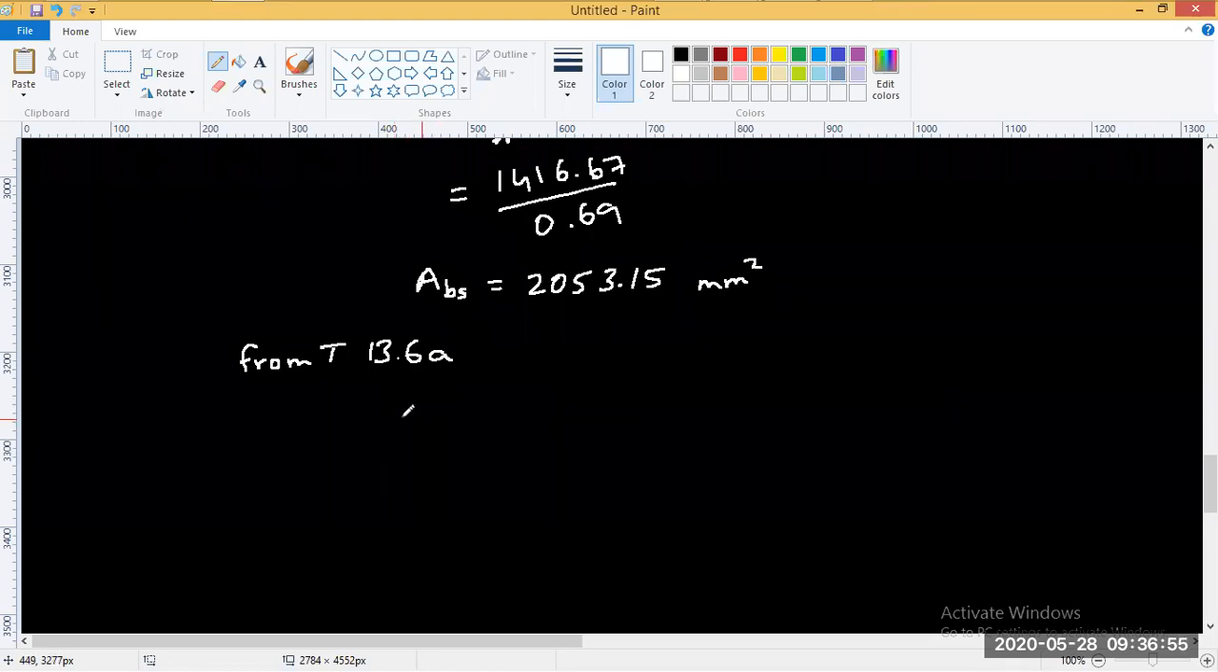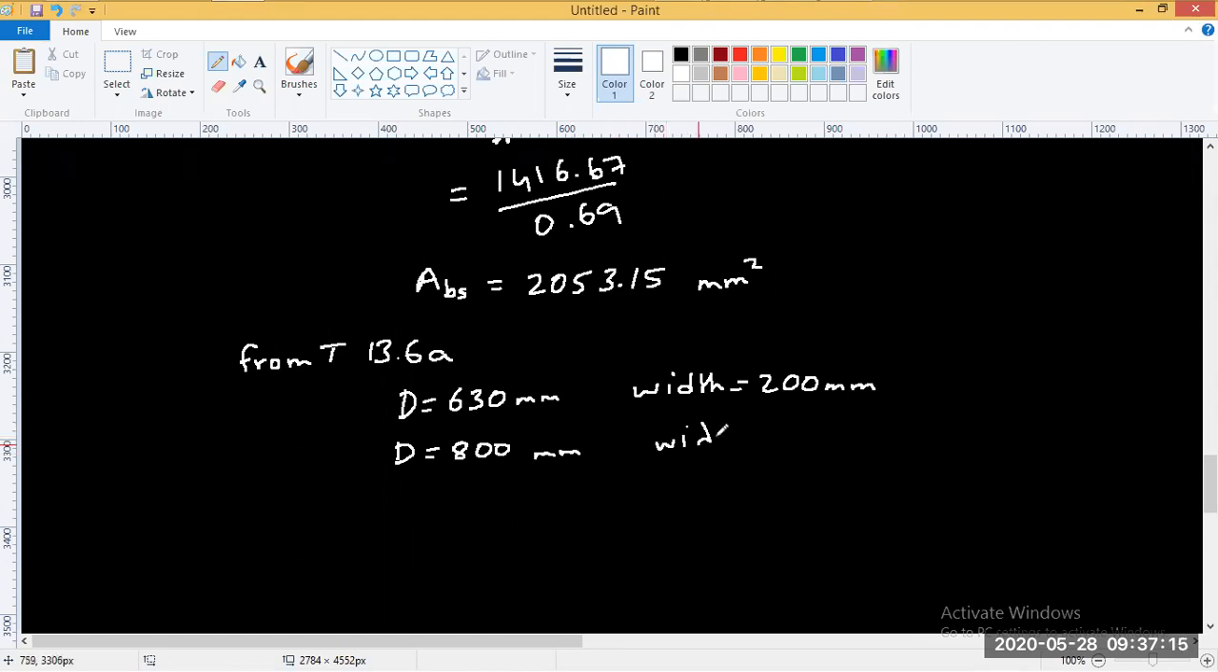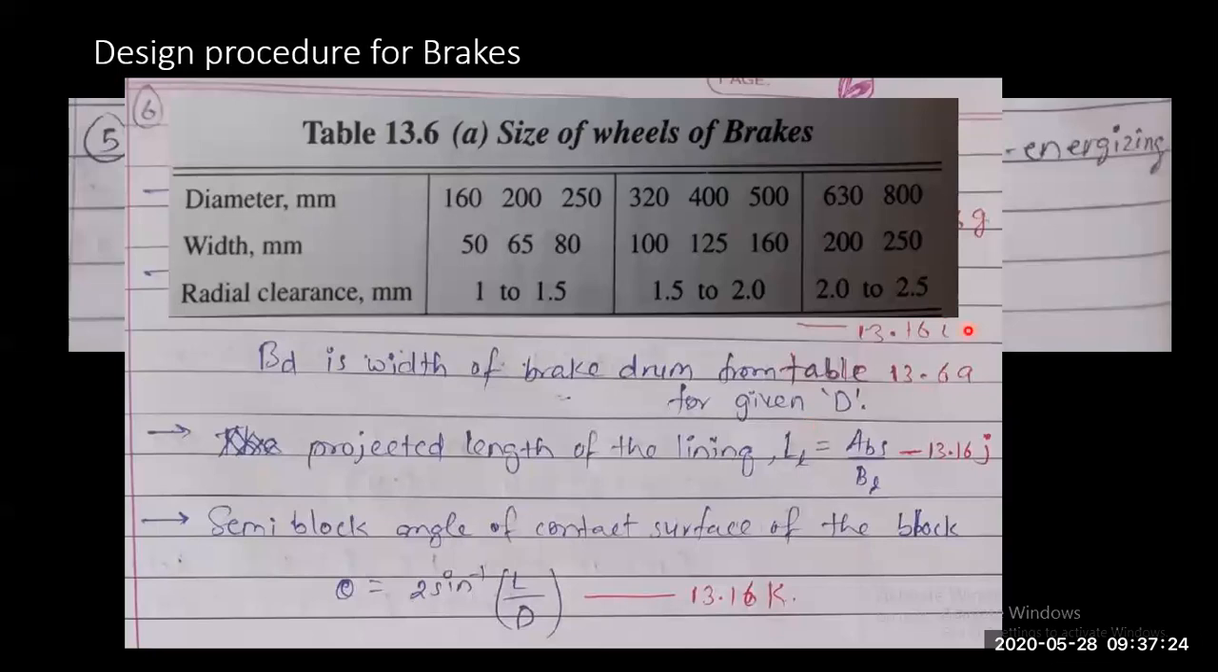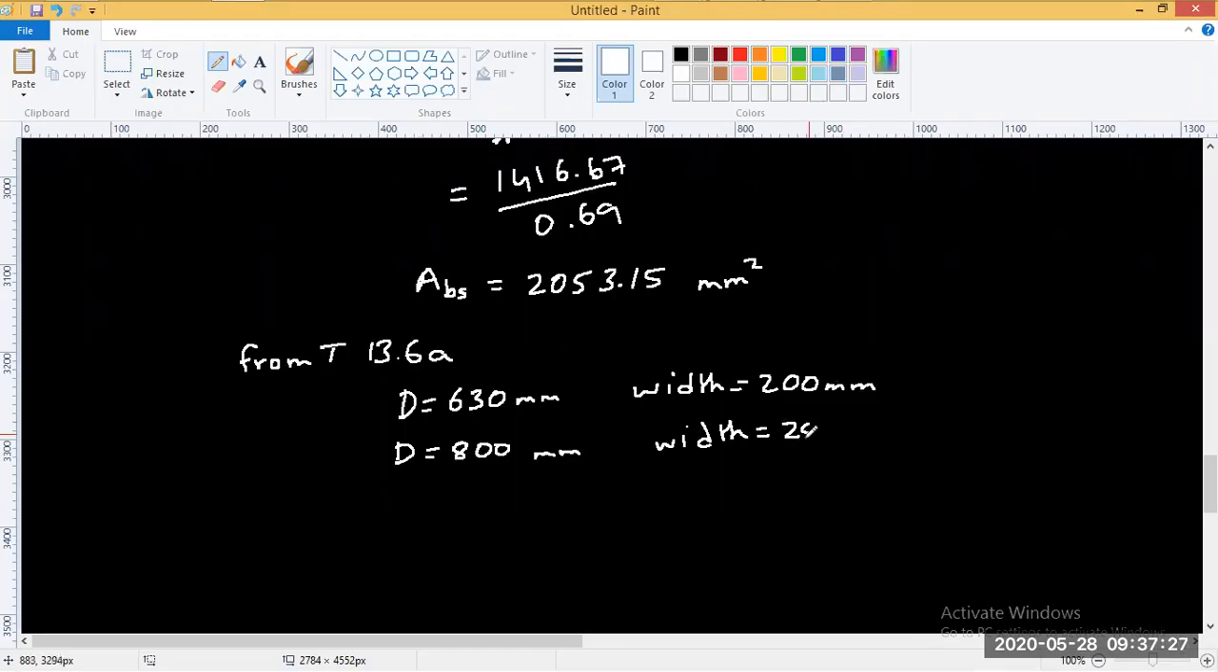So for, let's say, D equals 630 mm, width was 200 mm. This is the width of the shoe I'm talking about. And for D 800, we have width equals, how much was that? 250. It's 250 mm.